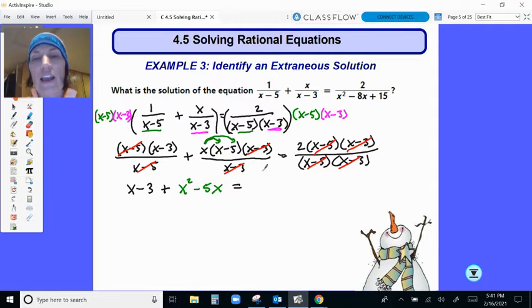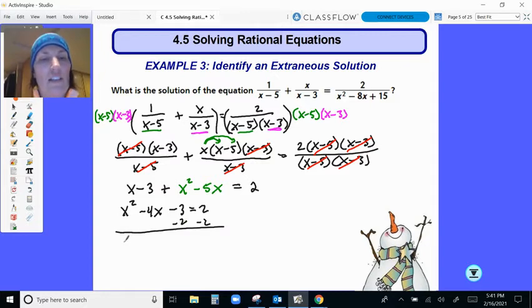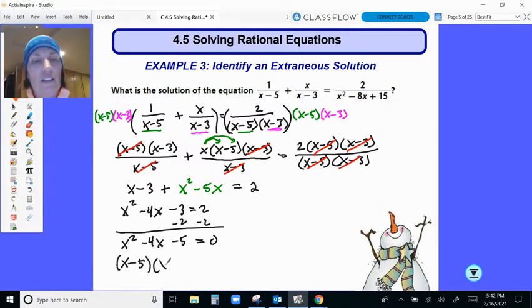And that's going to equal a 2 left on the other side, okay? So we're going to have x squared, and we're going to have an x and a negative 5x, which is negative 4x, minus 3 equals 2. And we'll go ahead and subtract this 2 over here, leaving me with x squared minus 4x minus 5 equals 0. Now I can factor that guy out. Factors of negative 5 that add up to negative 4: x minus 5 times x plus 1 equals 0. So my solutions should be x equals 5 and negative 1.